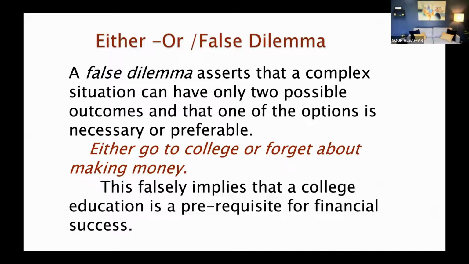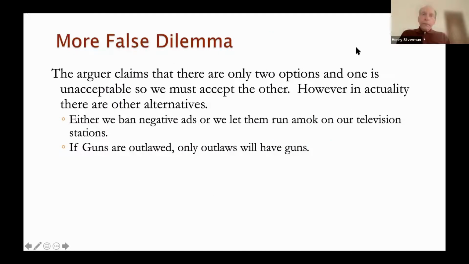A false dilemma asserts that a complex situation can have only two possible outcomes, and that one of the options is necessary or preferable. Either go to college or forget about making money. This falsely implies that a college education is a prerequisite for financial success. So essentially, it's a false dilemma, only presenting two alternatives. Or another example, either we ban negative ads or we let them run amok on our television. So it's bringing up only two alternatives.